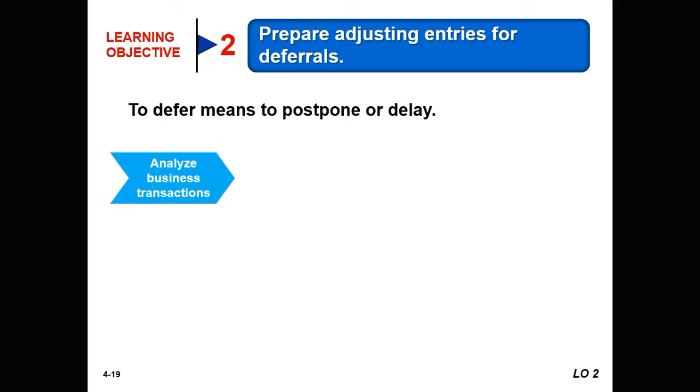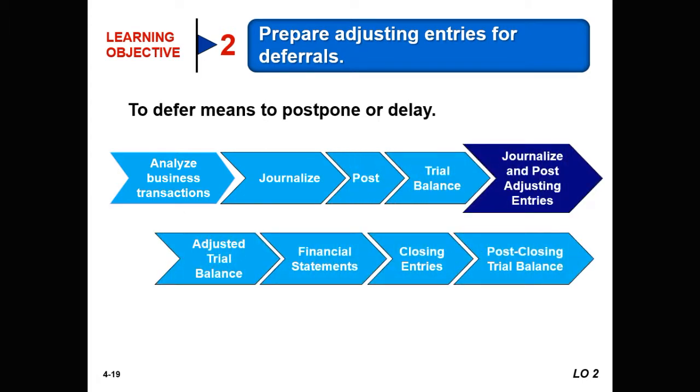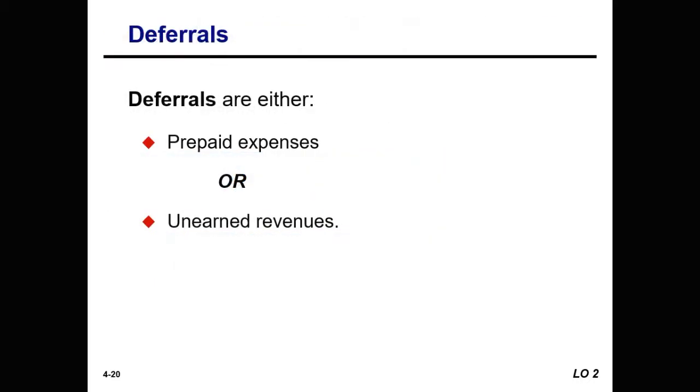So we're going to start talking about preparing the journal entries. In no instance during an adjusting process is the cash account actually used. So starting with deferrals, there are two categories of deferrals: prepaid expenses or unearned revenues.